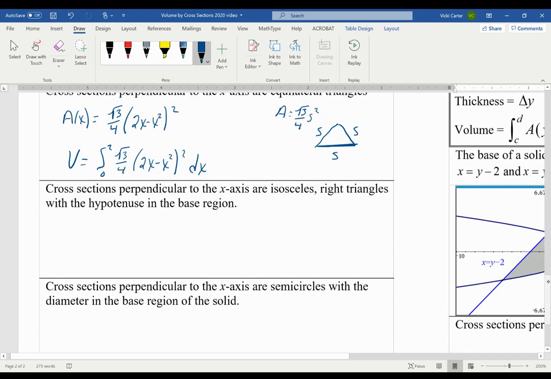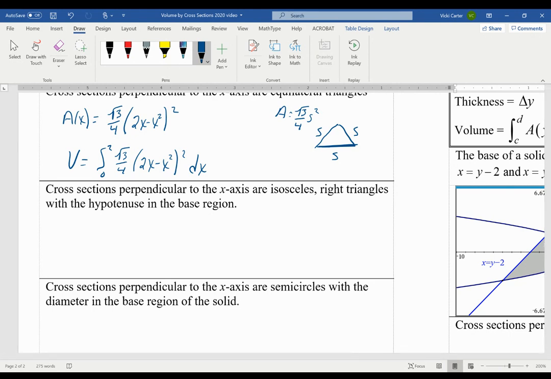Okay, let's look at a slightly different one. This time our cross-section perpendicular to the x-axis is an isosceles right triangle with the hypotenuse in the base region. All right, let's draw a picture of it. So here's my base region. All right, now this is going to be kind of weird looking at first. I'm going to draw a square.